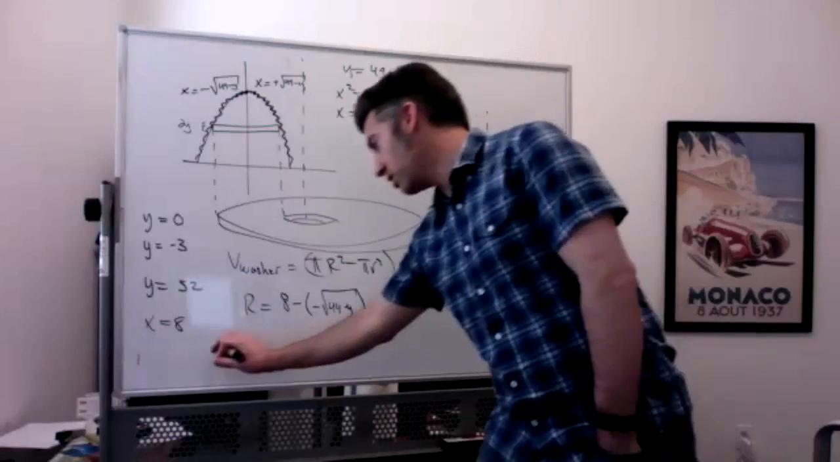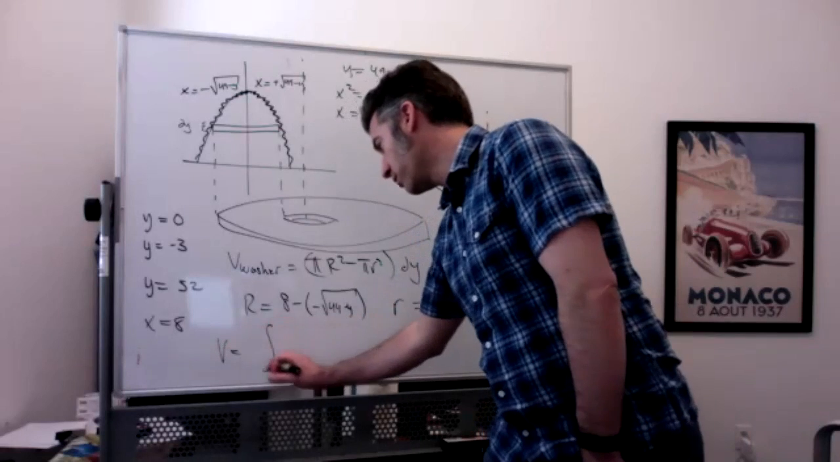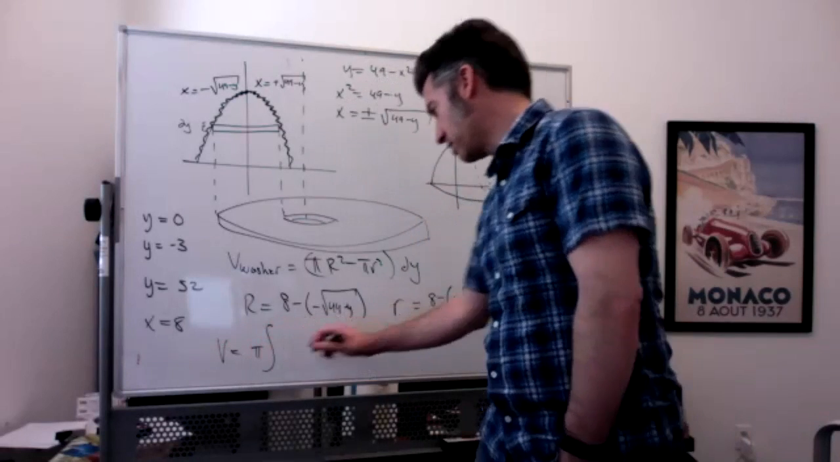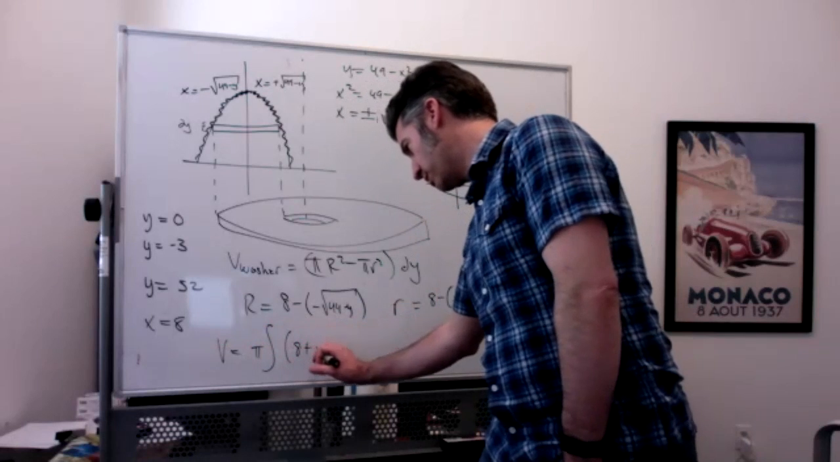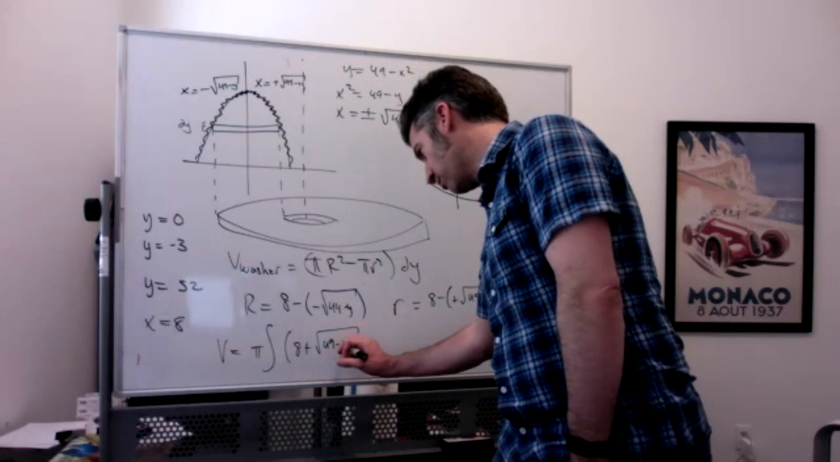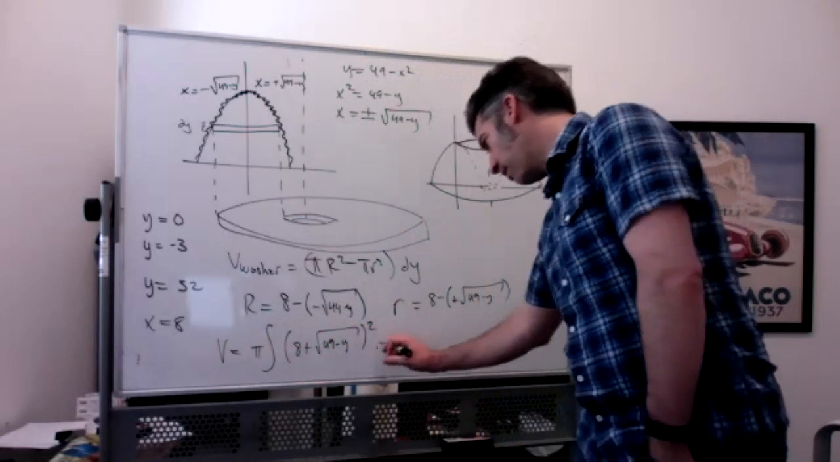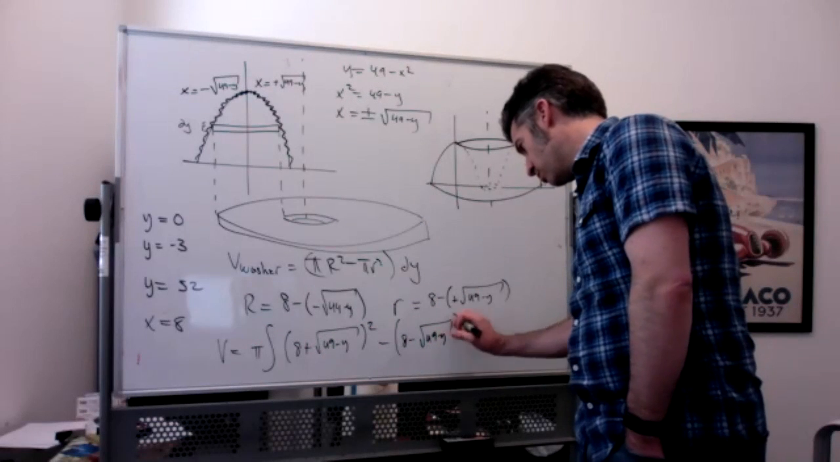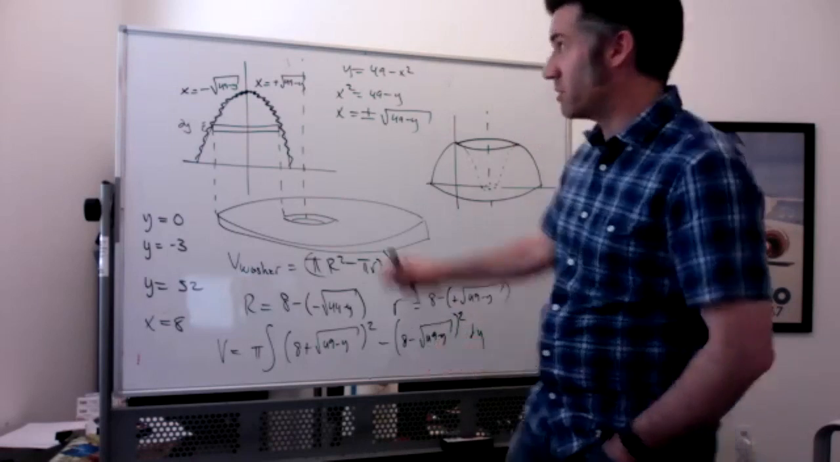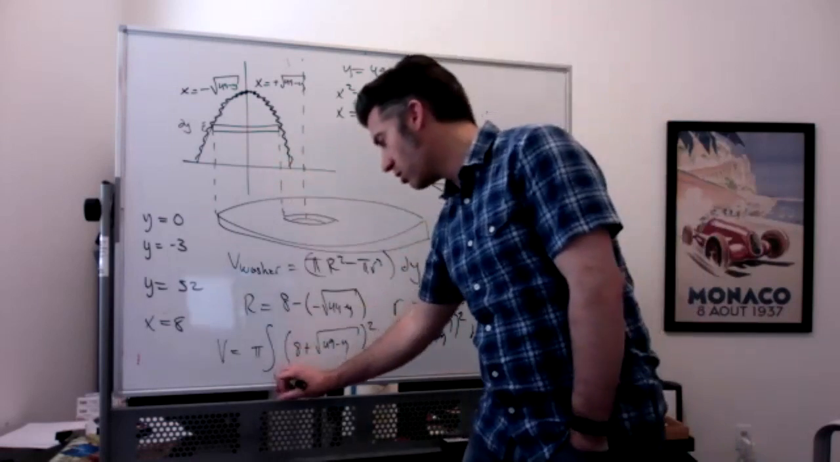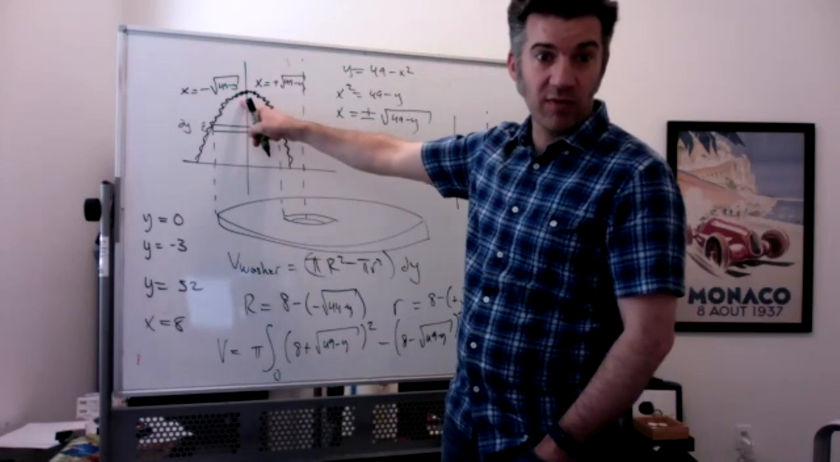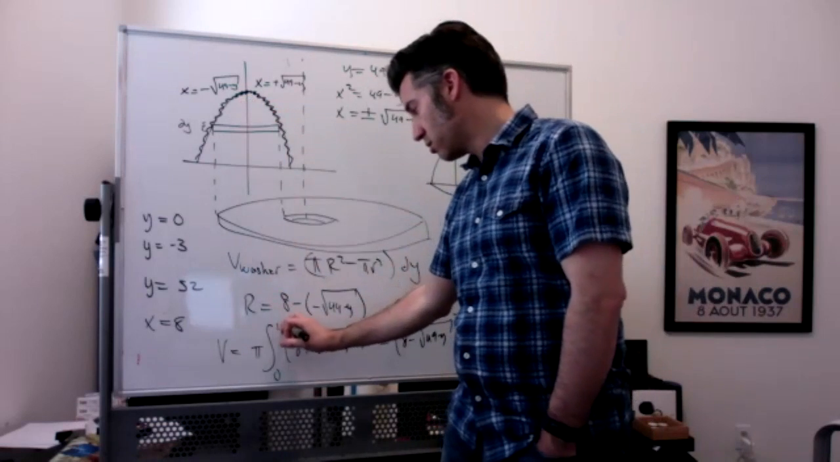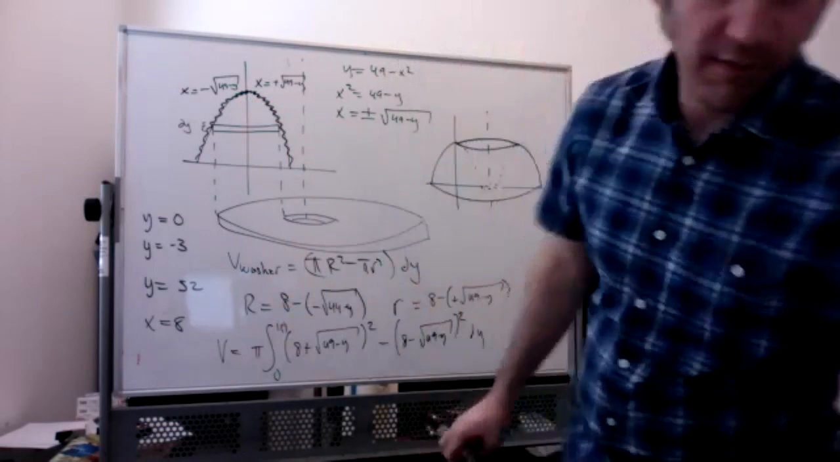And the volume would be the integral of pi times your big radius squared, so 8 plus the square root of 49 minus y, squared, minus your little radius squared, dy, from as low as y equals 0 to as high as y equals 49. Fun times.